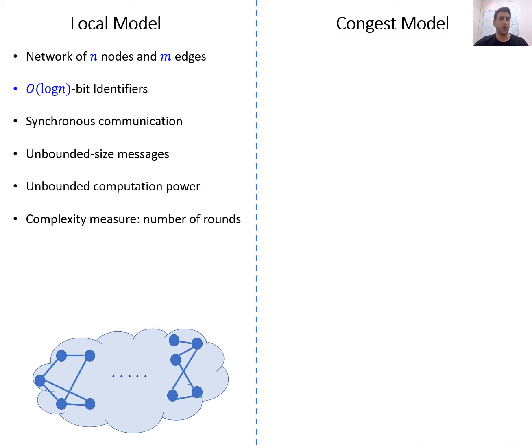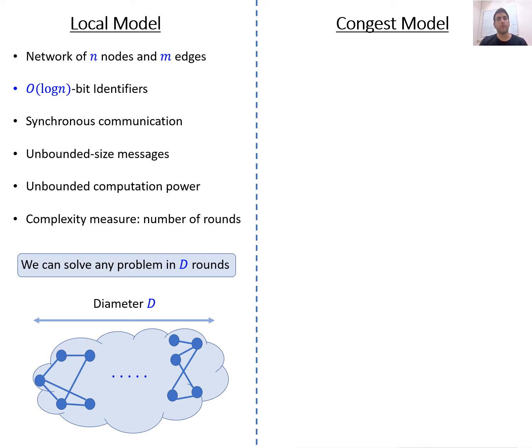One thing that we know about the local model is that any problem can be solved in diameter number of rounds. This is because we can simply gather the entire topology in D rounds because we have unbounded size messages. And then at any node, we can use unbounded computation power to solve any problem we want about the network. So any problem can be solved in D rounds in the local model, where D is the diameter of the network. What about the congest model?